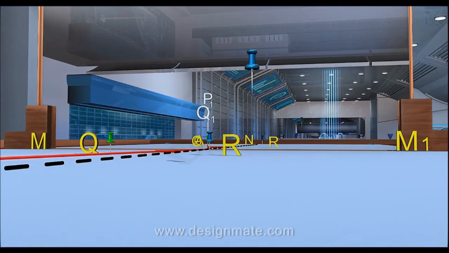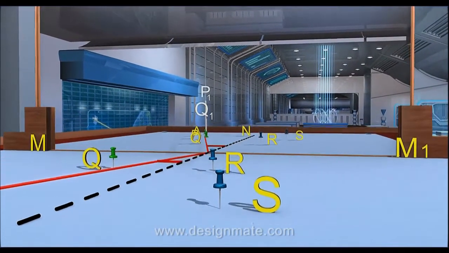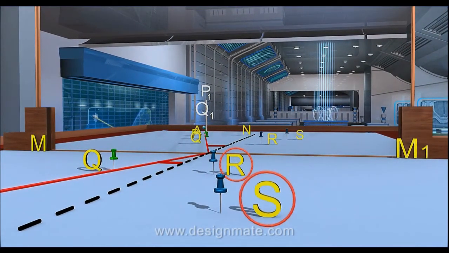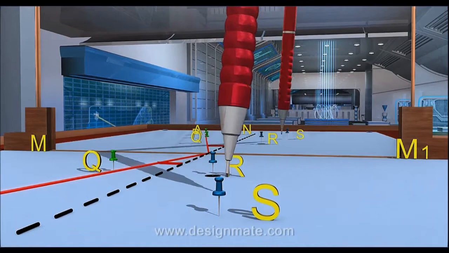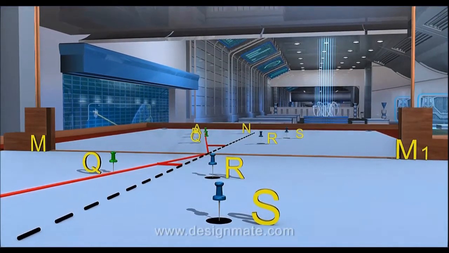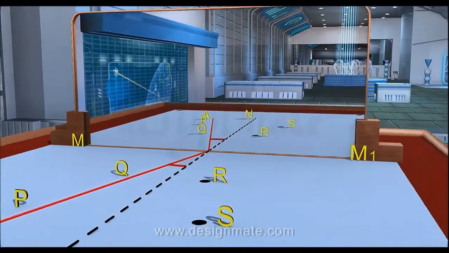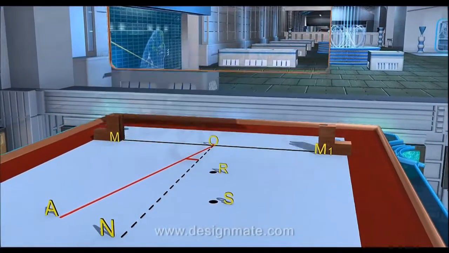Now, fix pins R and S on the board in such a manner that P1, Q1, R, and S are all seen in one straight line. Encircle the position of pins R and S with a pencil. Remove all the pins and the plane mirror from the board.